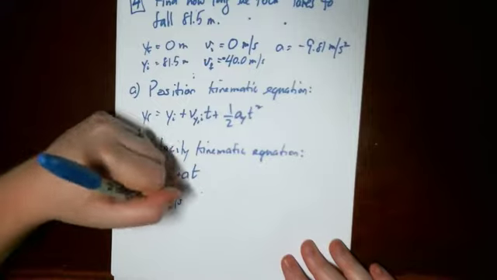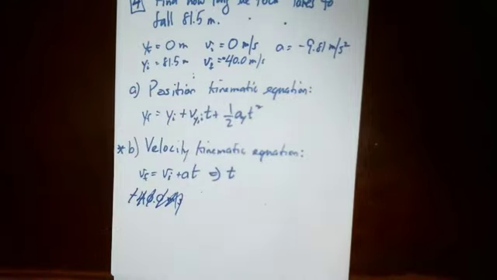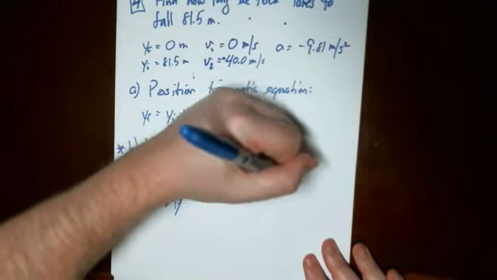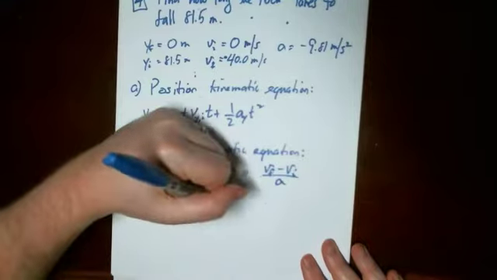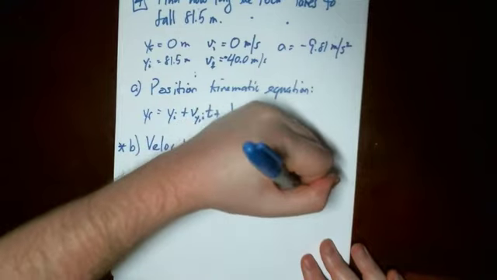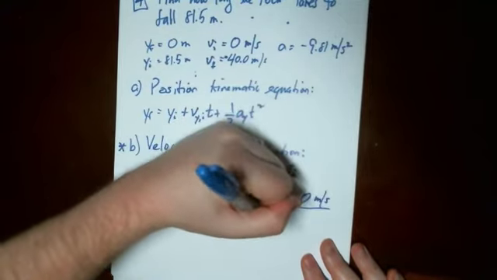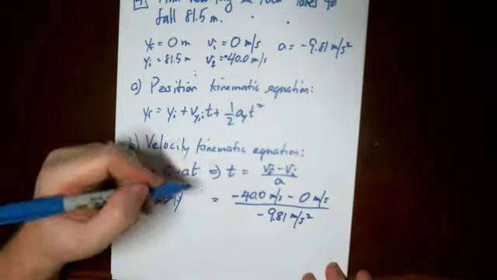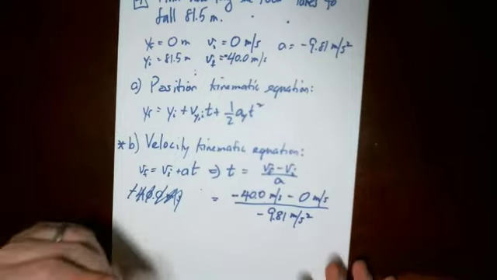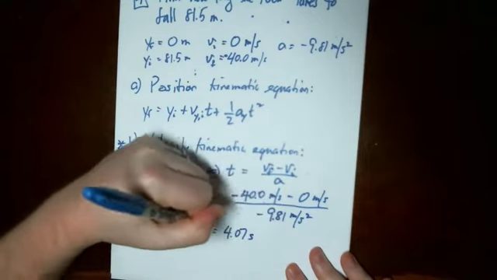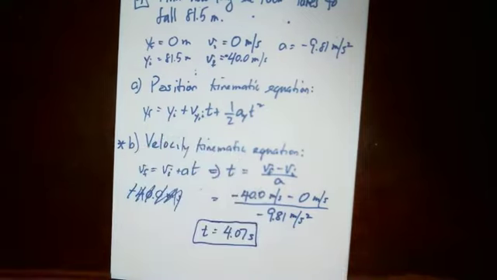I'm going to solve that for T first. So T is just going to be VF minus VI divided by acceleration. Plugging that in, we have negative 40 meters per second minus 0 meters per second divided by our negative 9.81 meters per second squared. Negative signs cancel, we get 40 over 9.81, and that should give us a time of 4.07 seconds. So it just takes a hair over 4 seconds for the rock to reach the bottom of the cliff.